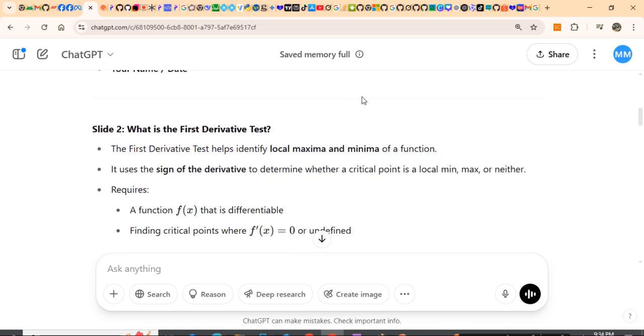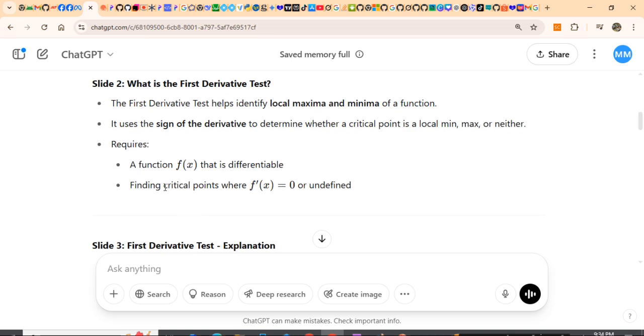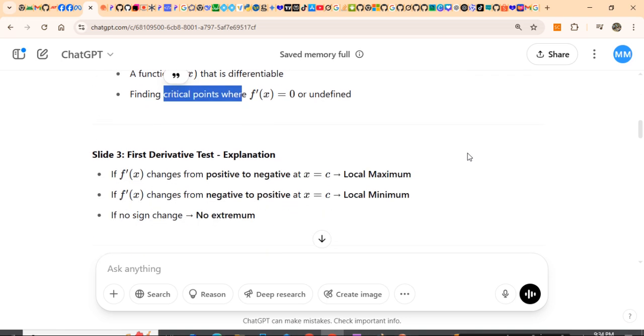But essentially, maxima and minima are critical points where the first derivative is set to 0 or is undefined. Now, if the first derivative changes sign from positive to negative as we traverse the curve from left to right, that is, the slope of the tangent line to the curve changes from positive to negative, then there is a local maximum.